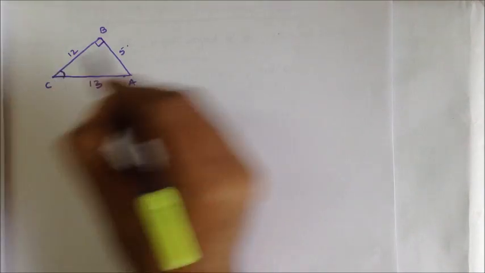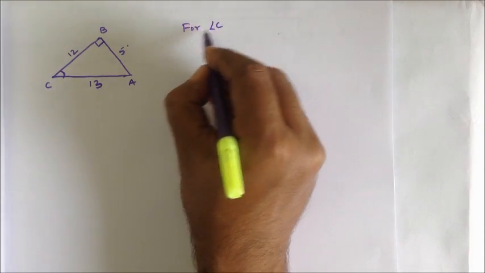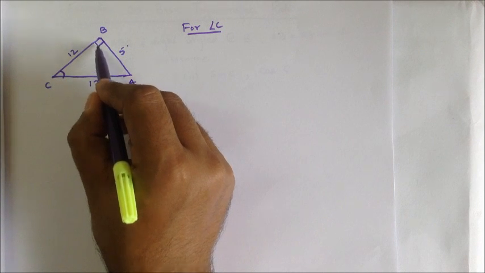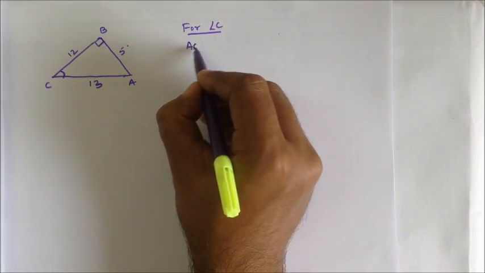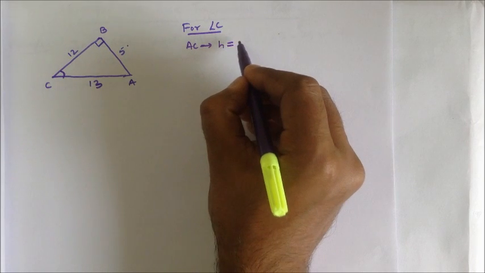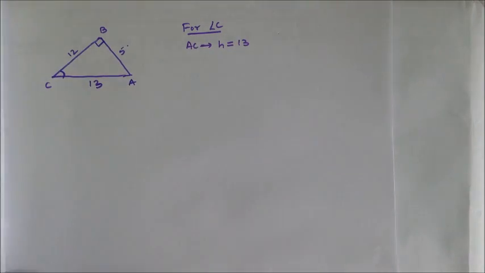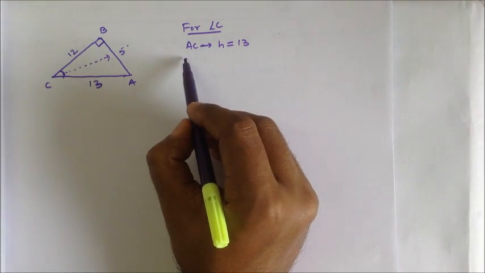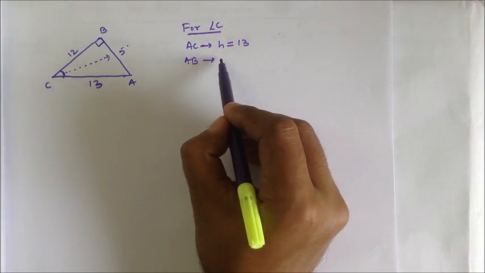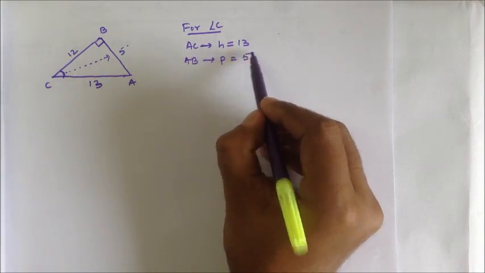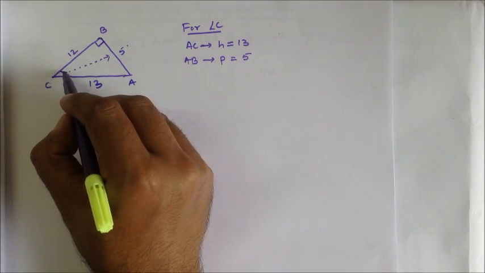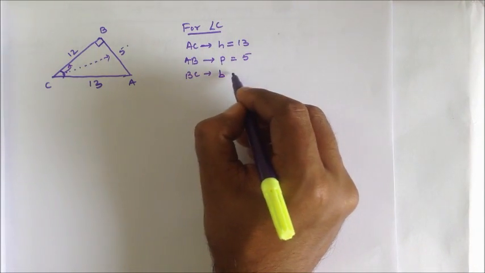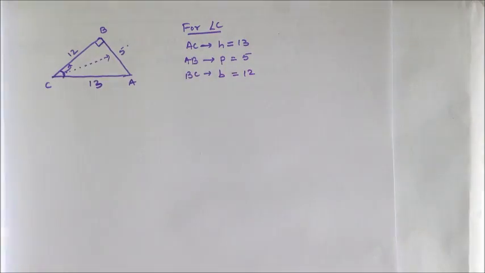Now we are taking angle C. For angle C, obviously AC would behave as the hypotenuse because it is in front of the 90 degree angle. Therefore AC, which is the hypotenuse, is equal to 13 units. For angle C, the perpendicular would be the side in front of it. Therefore AB would behave as the perpendicular and its length is 5 units. And the side adjacent to it, which is BC, would act as the base, which is of length 12.